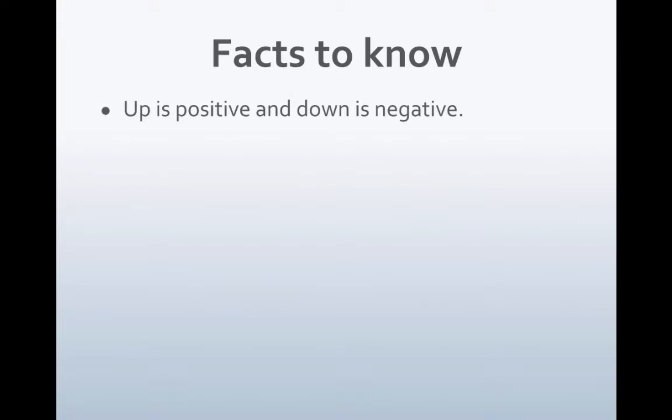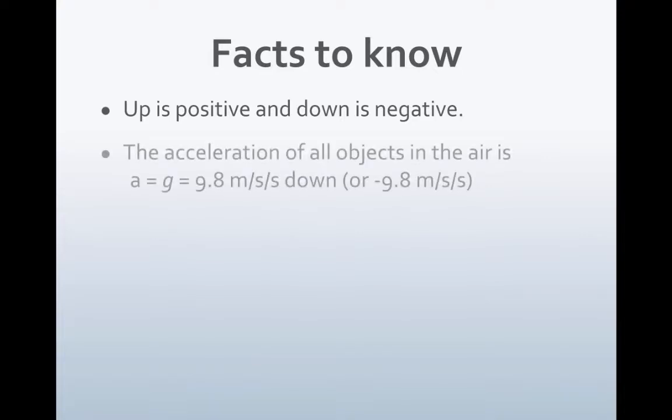Facts to know. Now we're actually going to look at direction, okay? Instead of just dropping objects, now we're having two directions, up and down. So we've got to deal with positive and negative. So up will be positive and down will be negative. The acceleration of all objects in the air, remember, is a, or g, which is 9.8 meters per second down, or a negative 9.8 meters per second.